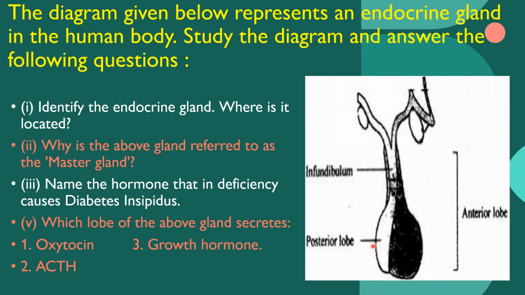You already learned that. The next question: which lobe of the above gland secretes oxytocin? Oxytocin is secreted from the posterior lobe. The next one, ACTH. The full form of ACTH is adrenocorticotropic hormone. Yes, the anterior lobe secretes ACTH. The next one, growth hormone, is again secreted from the anterior lobe. Another name of growth hormone is somatotropin.